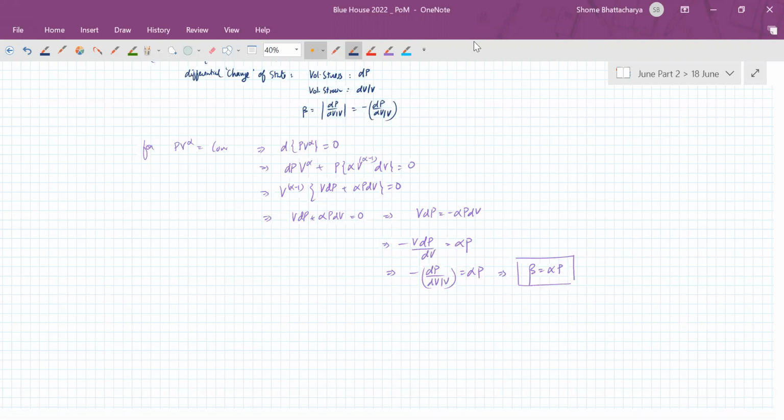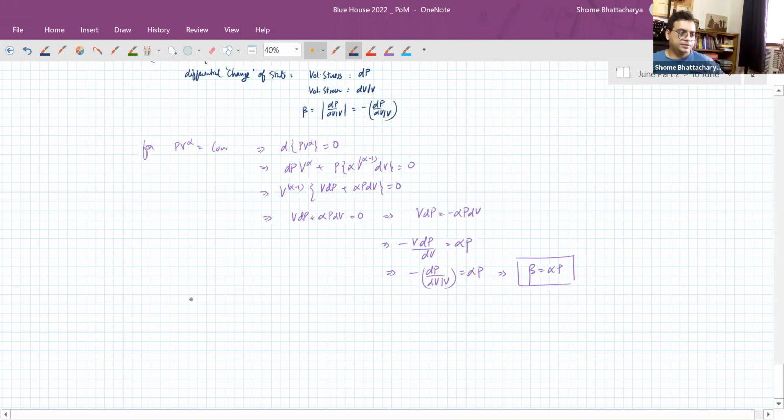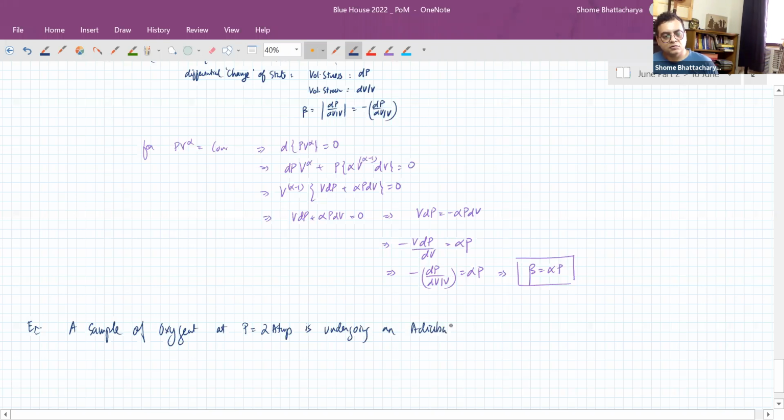So what you can understand from this is that the bulk's modulus is an instantaneous quantity, right? For example, we say that a sample of oxygen at a pressure of 2 atmosphere is undergoing, let's say, an adiabatic compression. What is the bulk's modulus of elasticity for it at that moment?